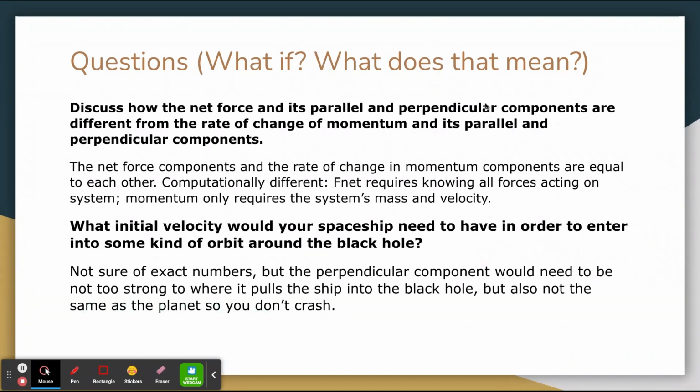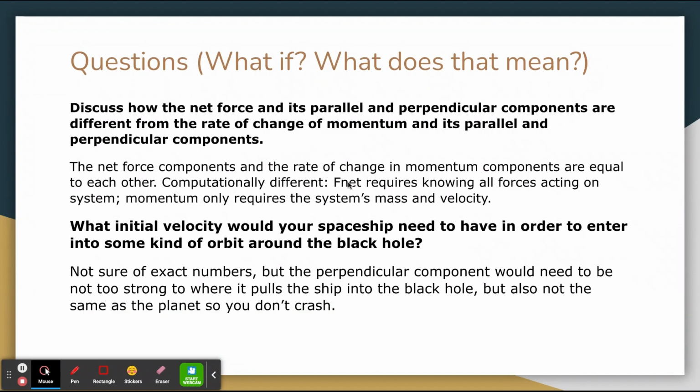So, going on to our what if and what does it mean questions. Our what if is: discuss how the net force and its parallel and perpendicular components are different from the rate of change of momentum and its parallel and perpendicular components. As we saw in our code, we set our F net equal to dp dt. So we know that those 2 values are equal, and so must their components be. But for calculating each of these individually on their own, we use a different method.